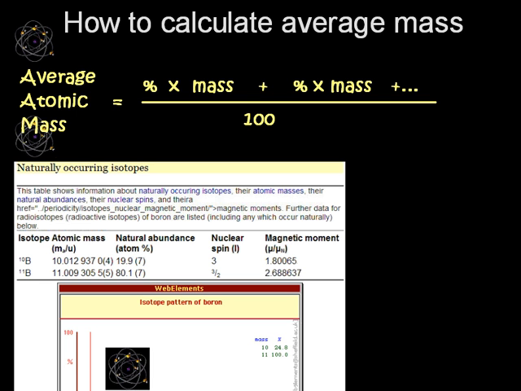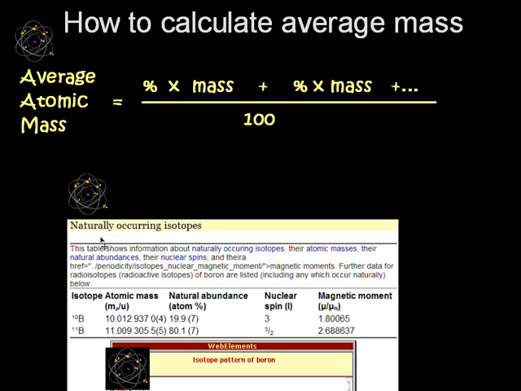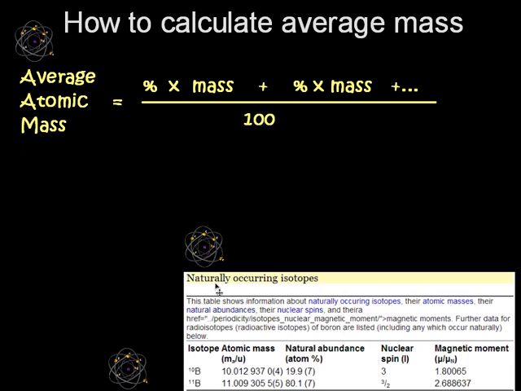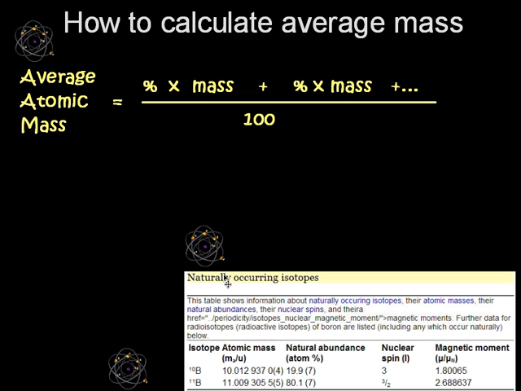We can also see over here that the abundance of boron 10 is 19.9%. Okay? Boron 11 is a mass of 11.0. We're going to leave it there. And we have about 81% of boron 11. So let's take these numbers, I got them right there, and plug them into our formula here.